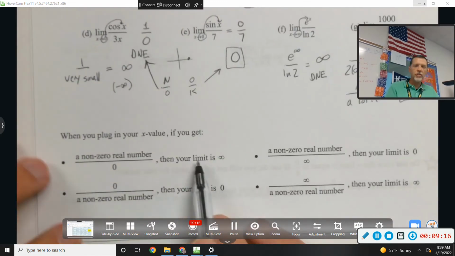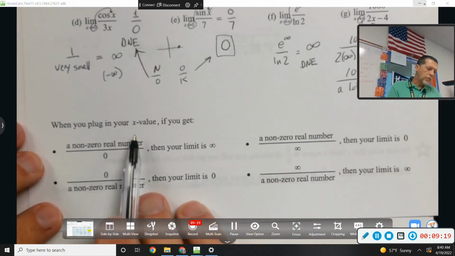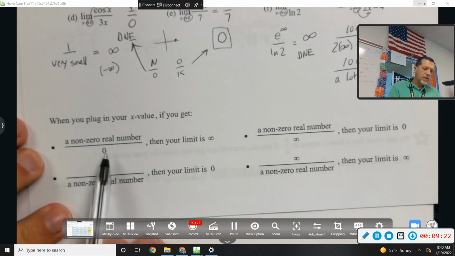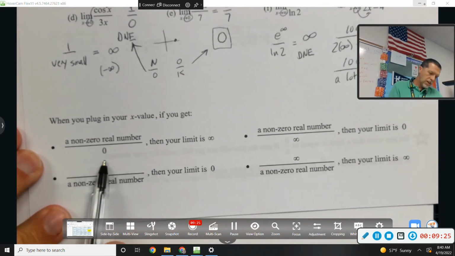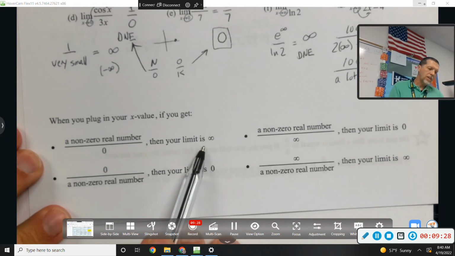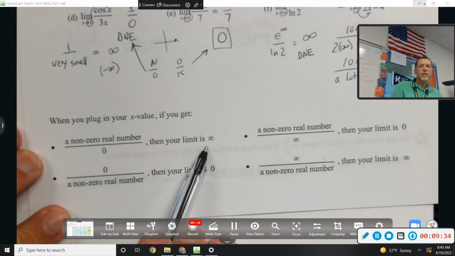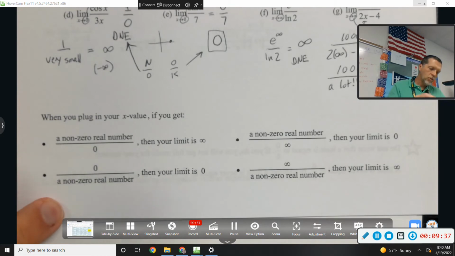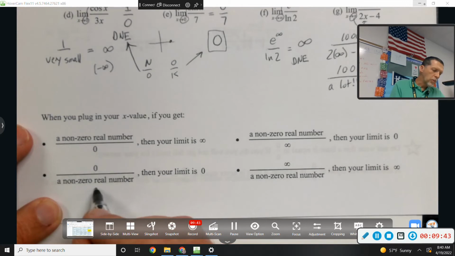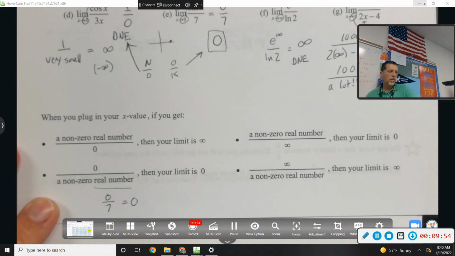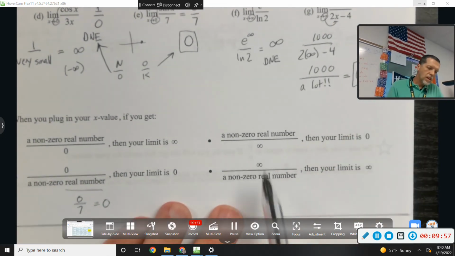Okay, here's sort of a summary of some of the weird stuff that happens. When you plug in your x value, if you get a real number over 0, then your limit is infinity. Right? Because how many grains of sand can fit on Earth? Well, a whole lot. If it's the other way around, if you get 0 over a real number, this is if I have $0 in my pocket and I divide it among my 7 friends, well, they each get $0. Next column.